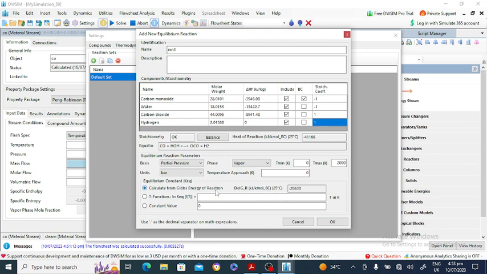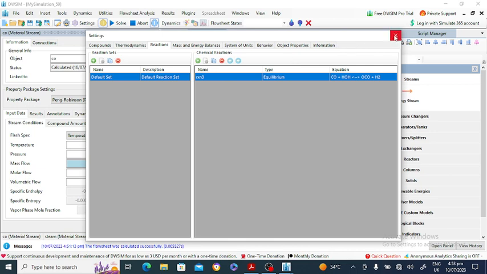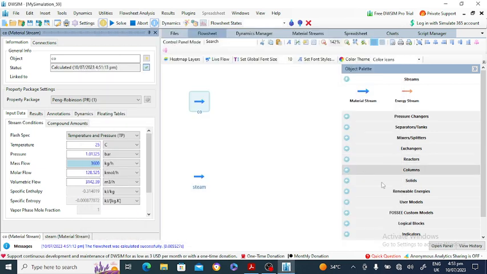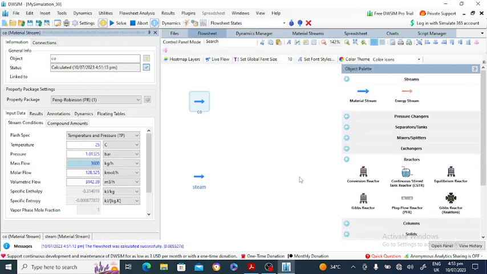We will obtain it from the Gibbs free energy because we have no information about the equilibrium constant. So the Gibbs free energy calculation will give the equilibrium constant of the equilibrium reaction. Click on OK and now close this one. Go to the reactor, and go to the equilibrium reactor.